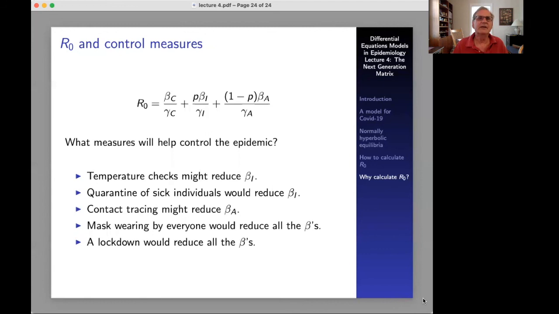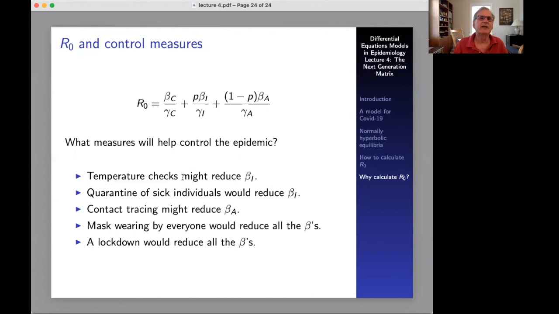What does R naught tell us that might help us control an epidemic? For an epidemic like COVID-19, we might have estimates for all these different numbers. We'd get an R naught that's 3 or 4, something like that. Actually, it depends on the variant that you look at. And we might ask, if we institute control measures, how will that affect R naught? Can we get it under 1? So let's look at a few control measures that might be used.